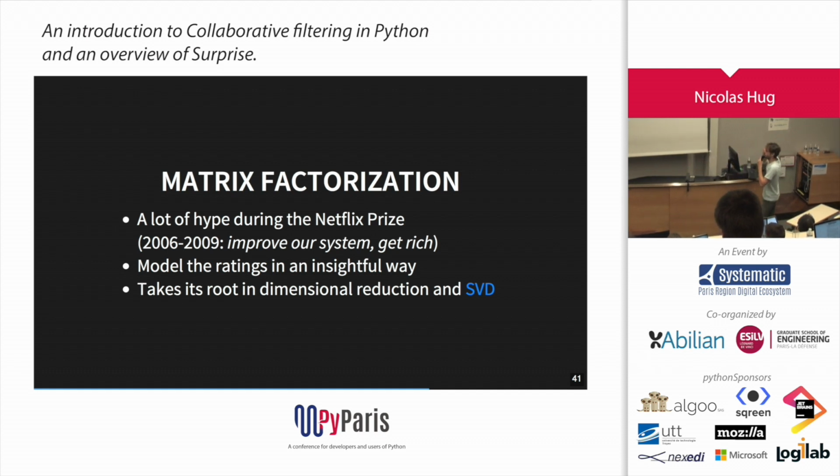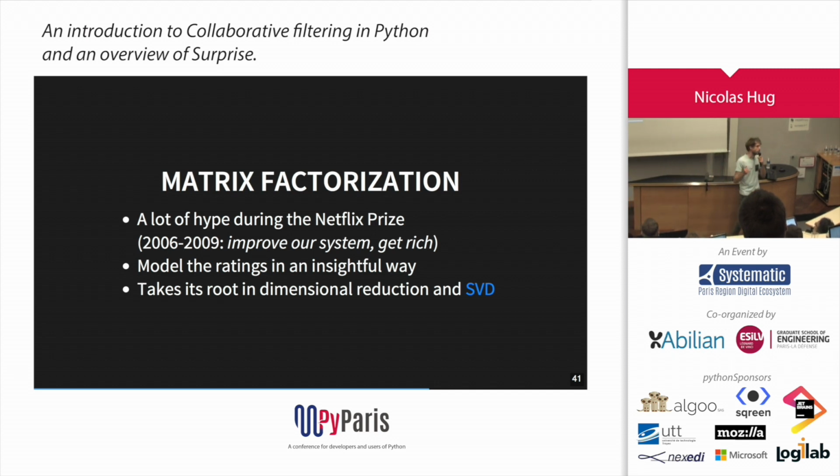So, the Netflix Prize. The Netflix Prize was a contest run by Netflix about 10 years ago. And the idea was this: if you can improve our RMSE by 10%, we give you $1 million. Some people did it, some people became rich. During this Netflix Prize, one of the most efficient algorithms that came out was algorithms that were based on matrix factorization. So we're going to describe them.